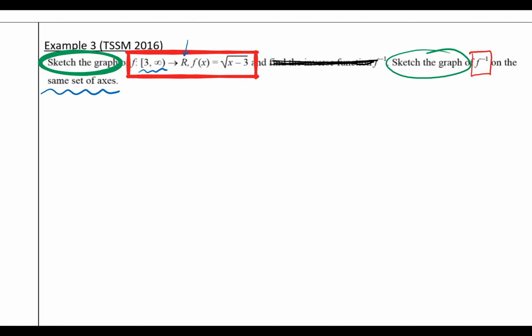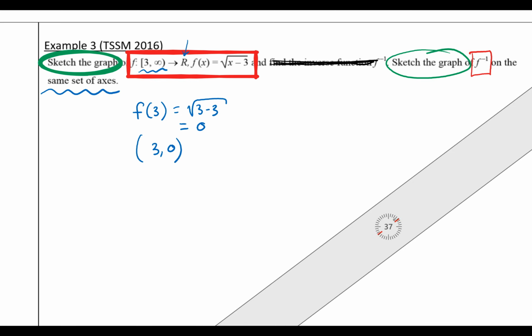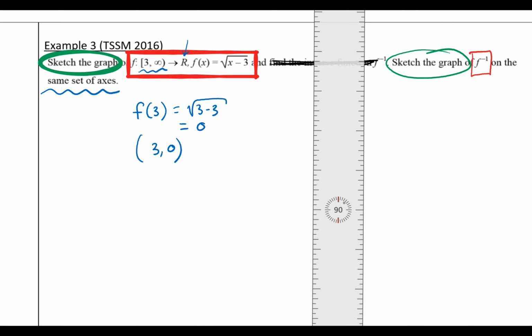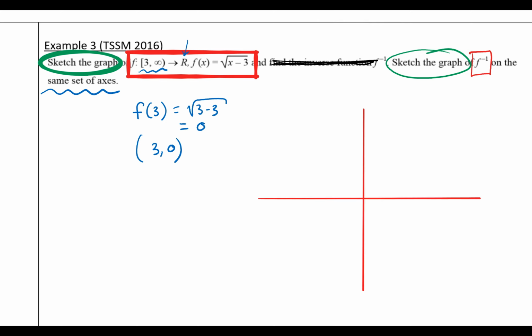f has an endpoint of 3. And if I plug that into that equation, f of 3 is equal to the square root of 3 minus 3, which is 0. So my endpoint is (3, 0). You may also recognize that using your understanding of transformations. So if we draw up our axes, and we'll give ourselves a little bit of room to do this, we can start at our endpoint, which is (3, 0). And this is a positive square root function, so it'll just do that.